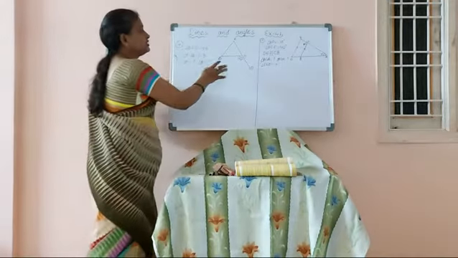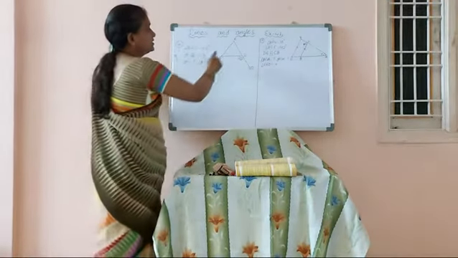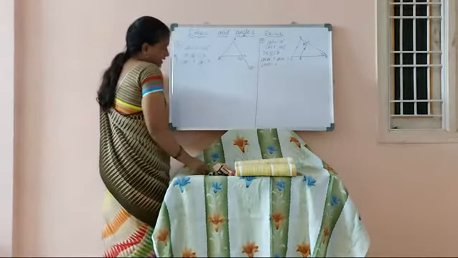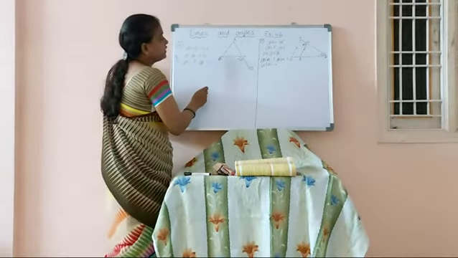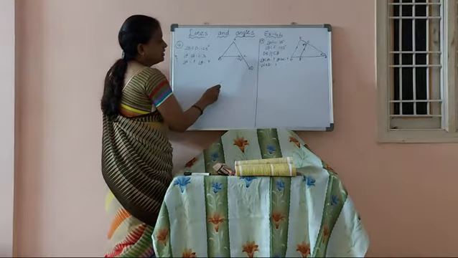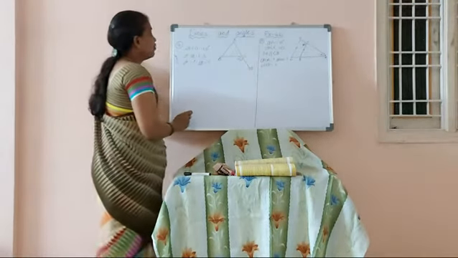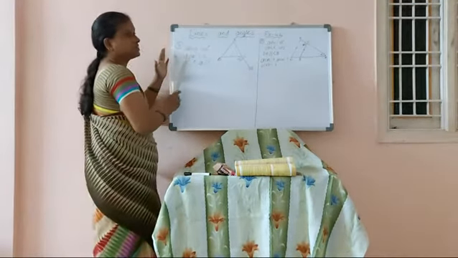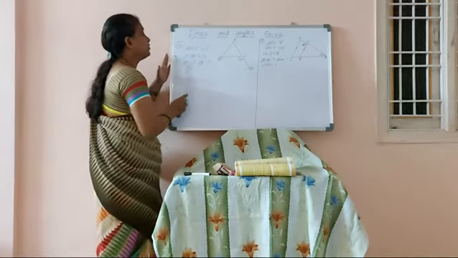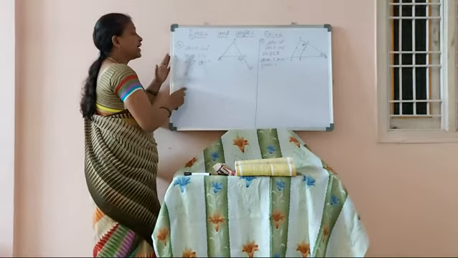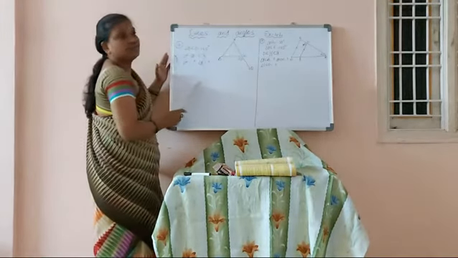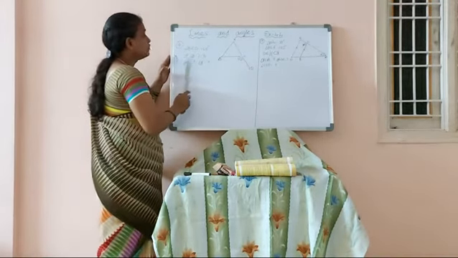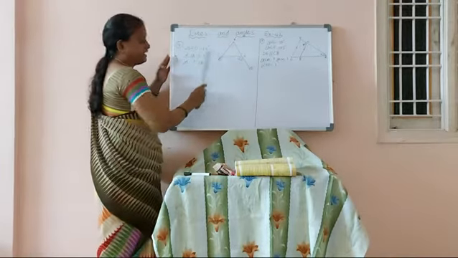Just first observe this figure. This is a triangle ABC, and angle BCD is 125 degrees. Whatever he has given in the problem, I wrote here. Angle A to angle B is 2 is to 3 in ratio. So we have to find out angle A and angle B.